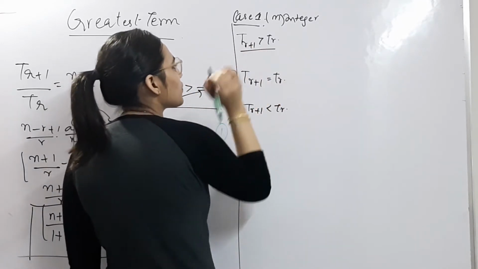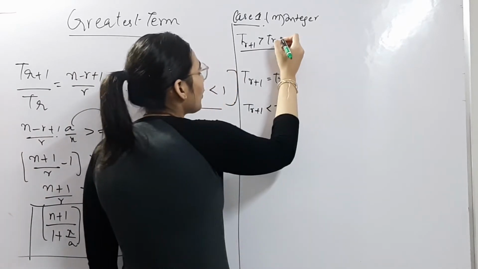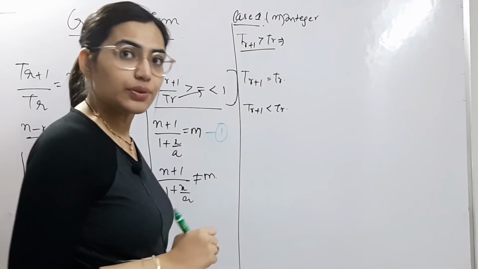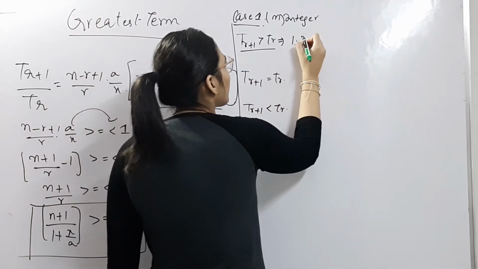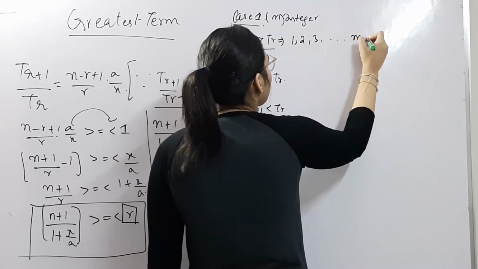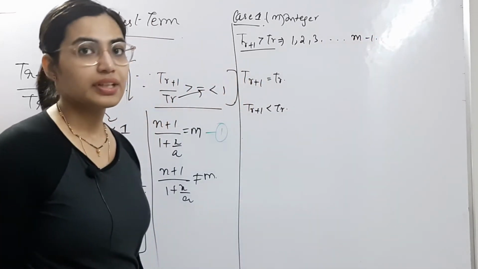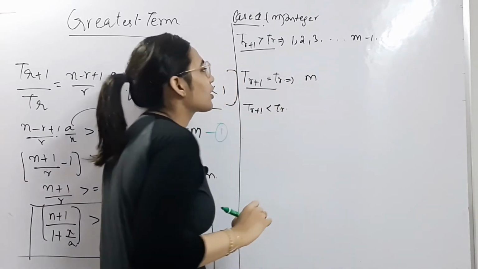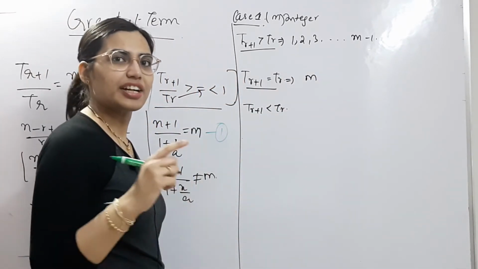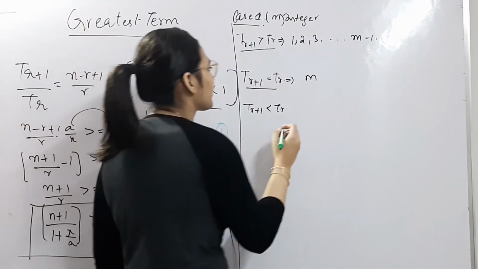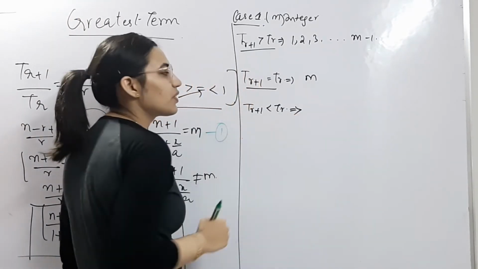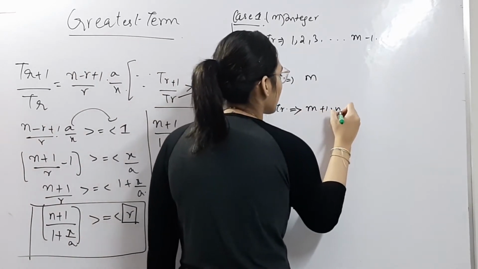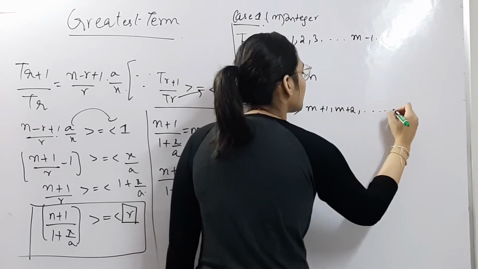So when T(r+1) is greater than T(r), what is the range of the values that r could take first? From 1, 2, 3 and so on up to m minus 1. And when T(r+1) is equal to T(r), the range of values that r could take is only m, because r is equal to m. We get a perfectly divided integer. And then when T(r+1) is less than T(r), what is the value that we get? The values will start from m plus 1, m plus 2 and so on up to n.